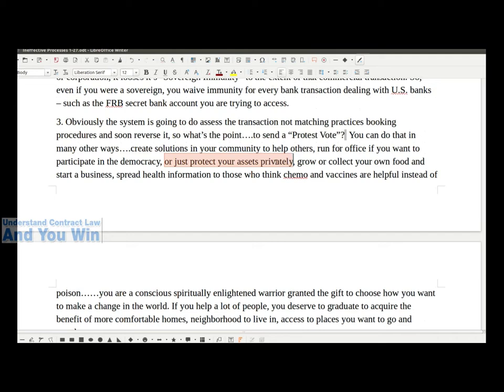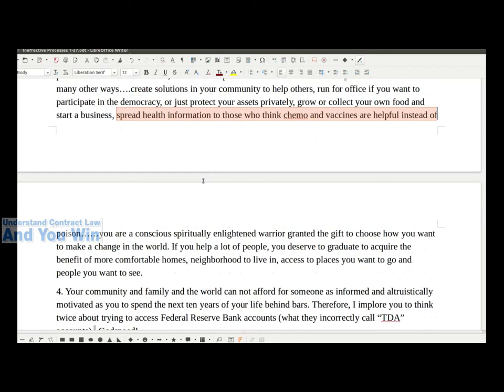If you are having trouble making money and accumulating money, then learn how to collect rainwater, learn how to collect food, learn how to build your own house with supplies that are affordable and cheap, learn where you can go to buy land for really cheap, or start your own business, become an entrepreneur, spread information, spread health information to people and wake people up as to how chemotherapy and vaccines are poisonous if that's what you believe in. Do whatever it is that you want to do to change the world.